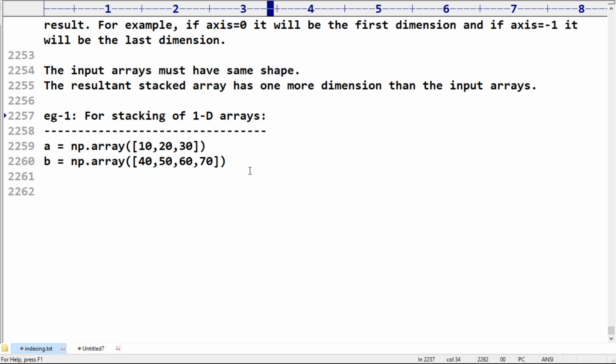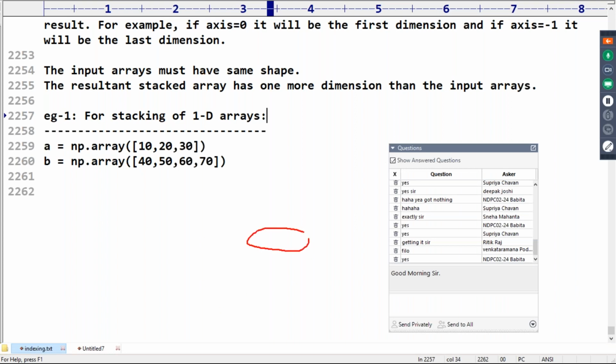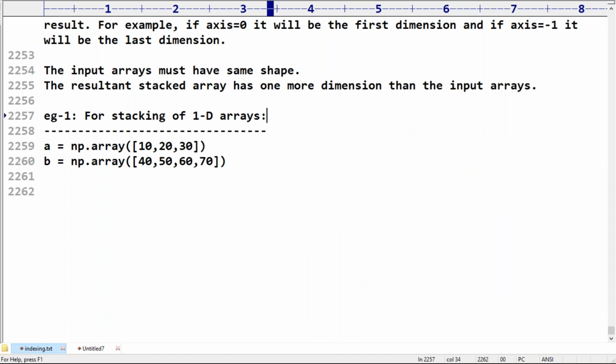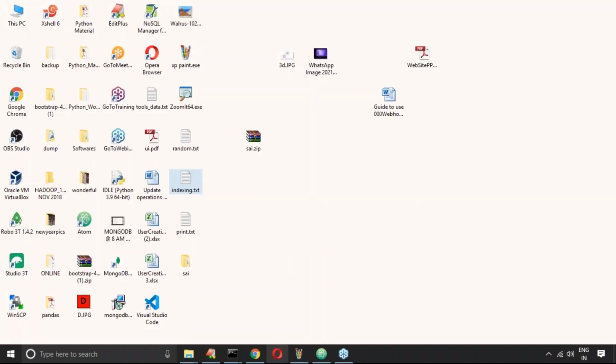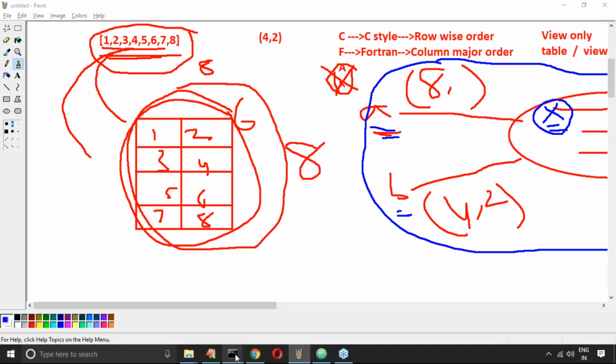Why the problem comes is, you want to place one on top of another. If both do not have the same shape, then stacking is not possible, right? Yes, friends, then stacking is not possible. That's why it always expects the same shape, same shape only.